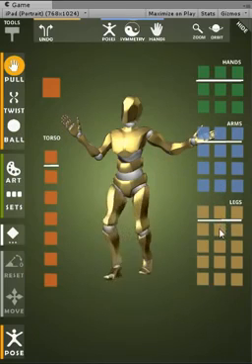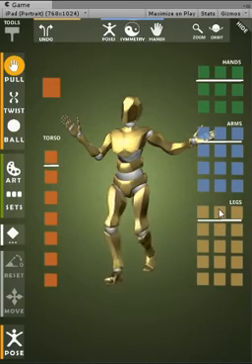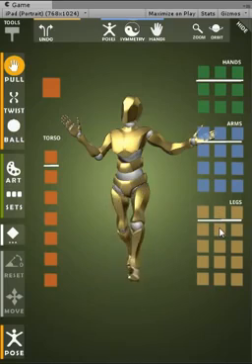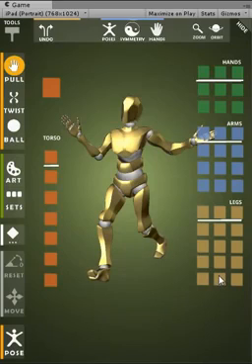So we have the legs. This is both legs. This is just the hips. And goes right at the end there. Fantastic. The same for the hands and the torso.